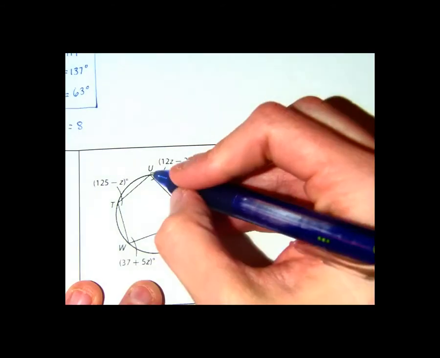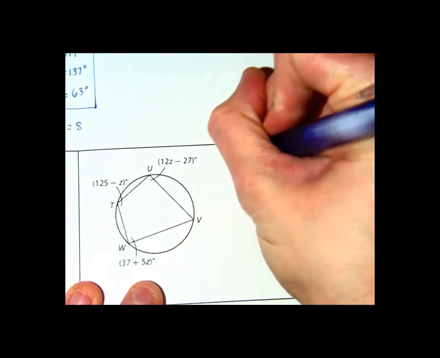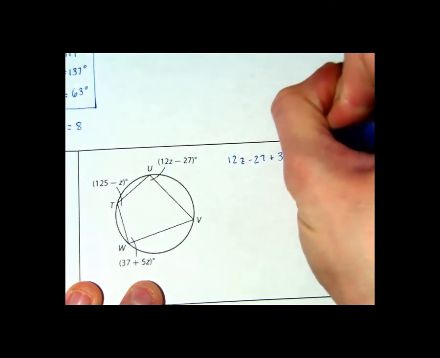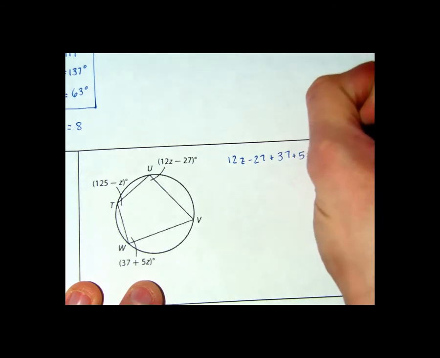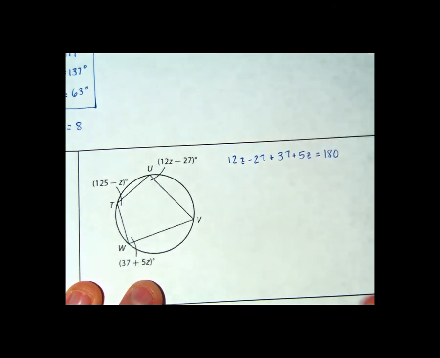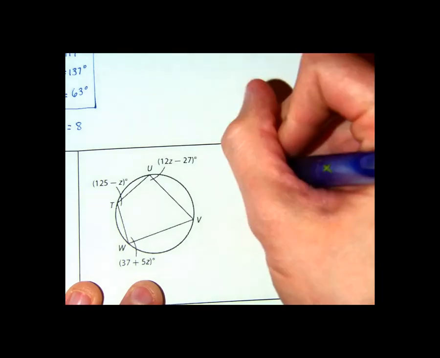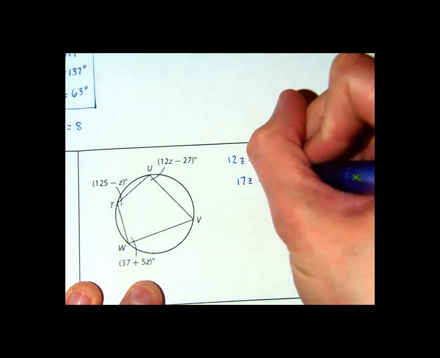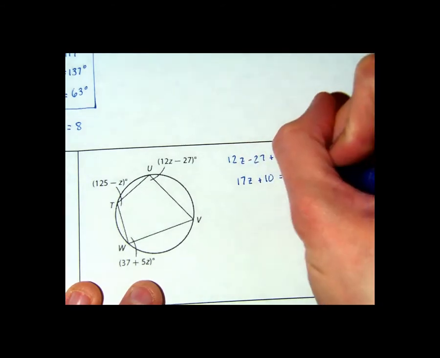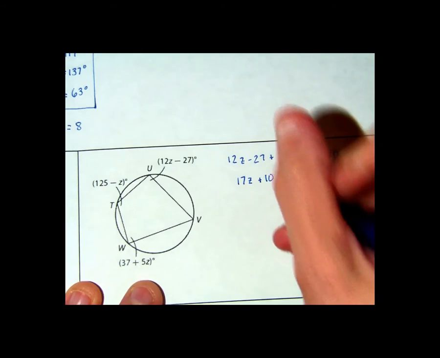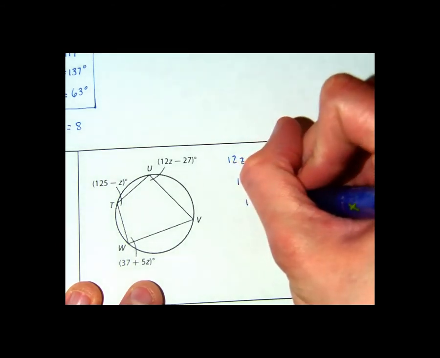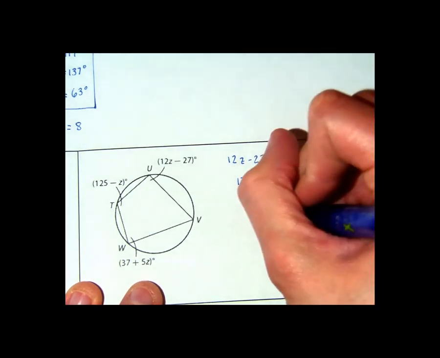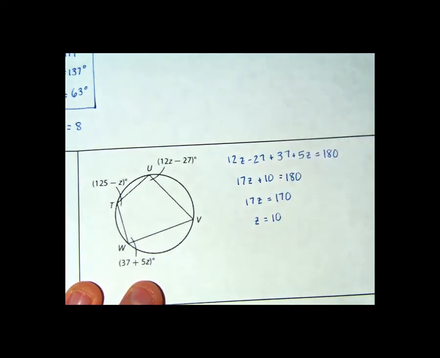Our opposite angles are U and W. 12Z minus 27 plus 37 plus 5Z equals 180. 12Z plus 5Z is 17Z. Negative 27 plus 37 is plus 10. Subtract 10, 17Z equals 170. Z equals 10 then.